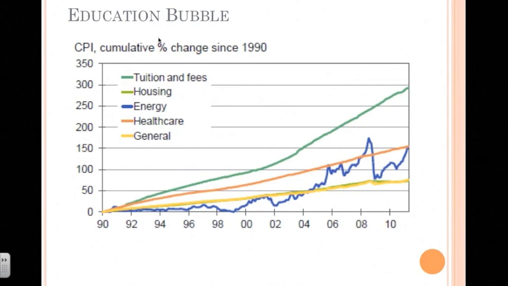Here's the education bubble. So you can see this is the consumer price index since 1990 for various costs of things. We have general price level increases, represented by the yellow bar. We have energy prices, which are certainly more volatile. You would expect that on the blue bar. We have healthcare costs in the orange bar. And then we have education costs, tuition and fees in the green bar. And what you notice about that is it's growing and creating a widening gap since the early 2000s.